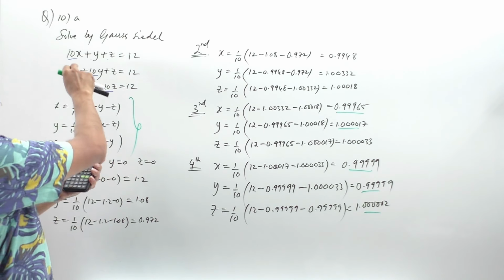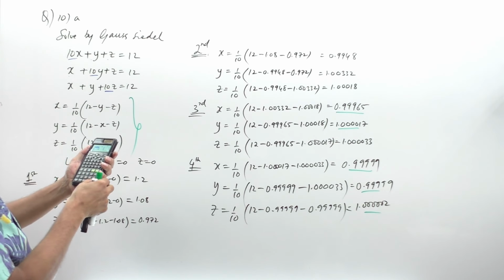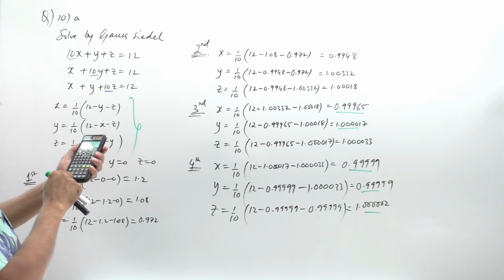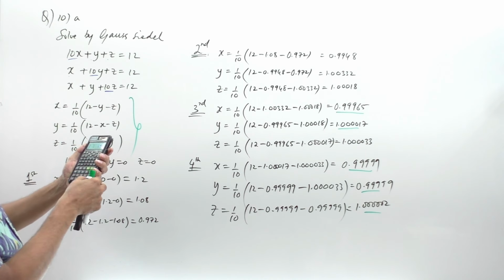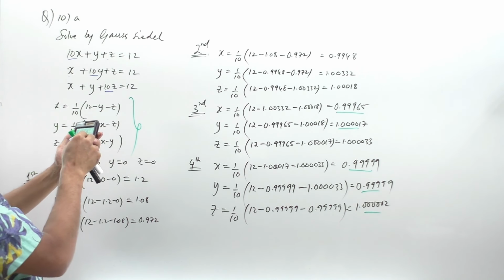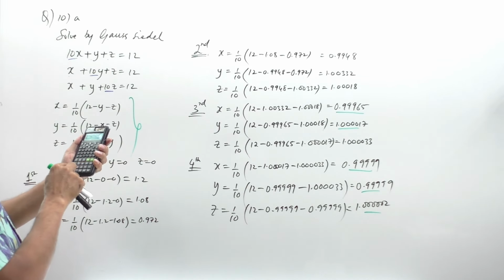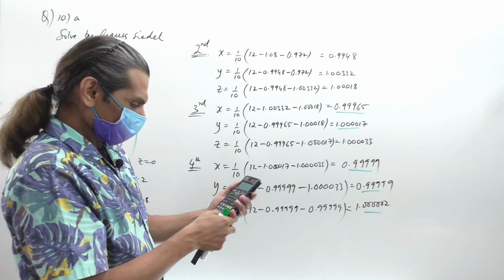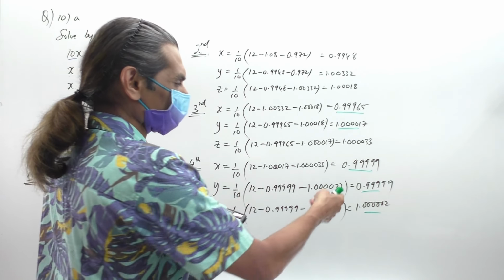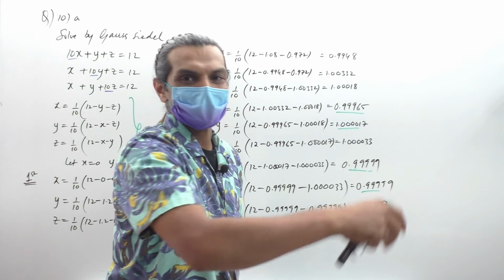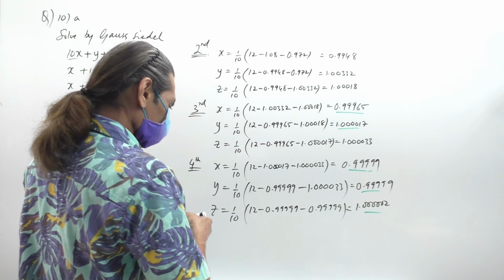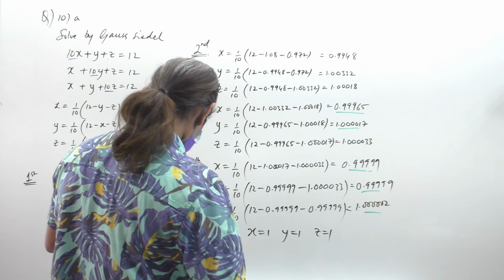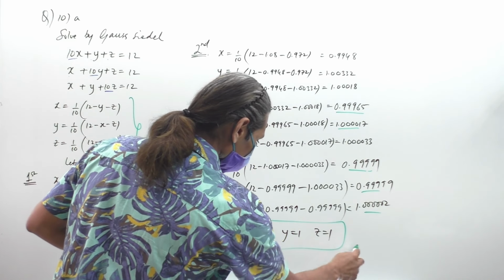So number 2. So put all the values here. We have 10, 1, 1, 12, 1, 10, 1, 1, 12, 1, 1, 10, 12. See, the answer is coming as x is 1, y is 1 and z is 1. So we are getting it right, 1, 1, 1 approximately. That's all. So stop it there. So the solution is x is equal to 1, y is equal to 1 and z is equal to 1. That's all. So this is how we get it for the Gauss-Seidel method.